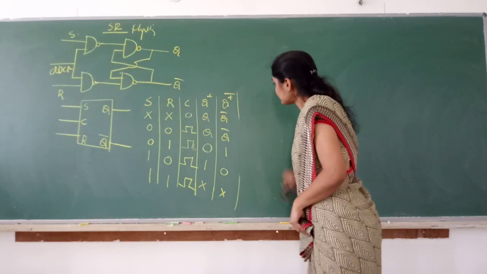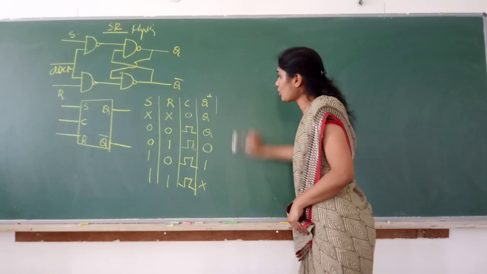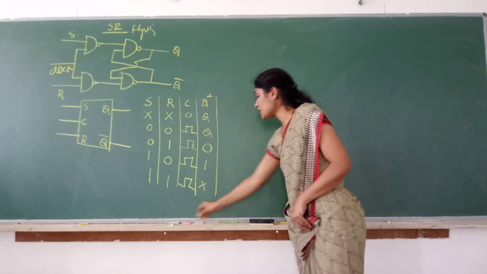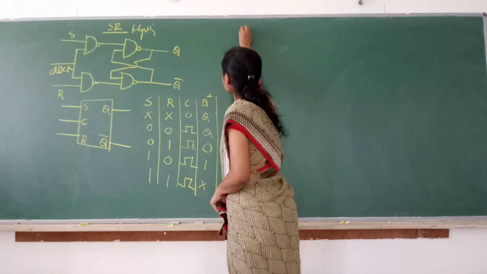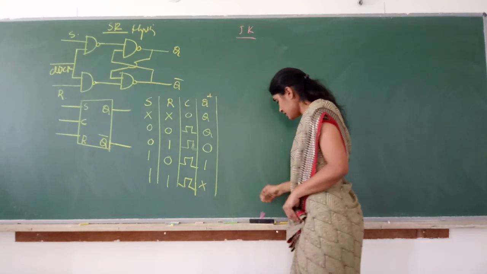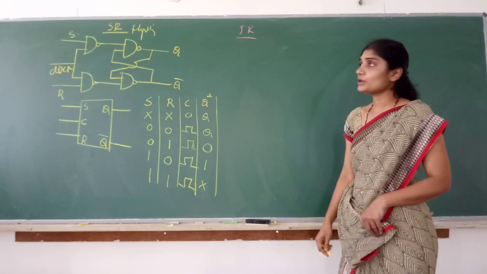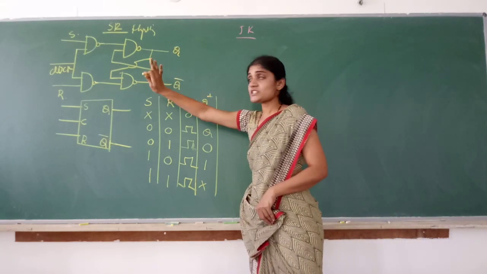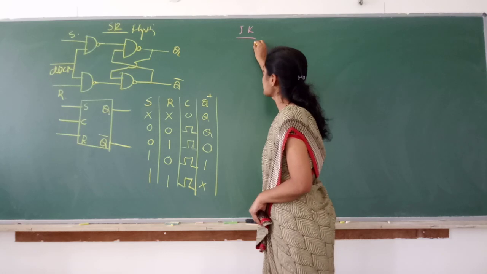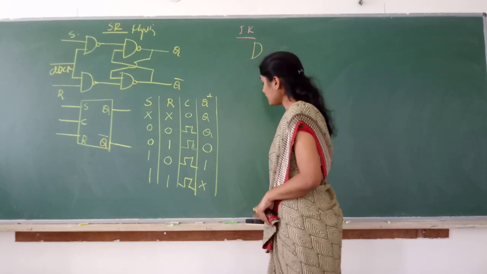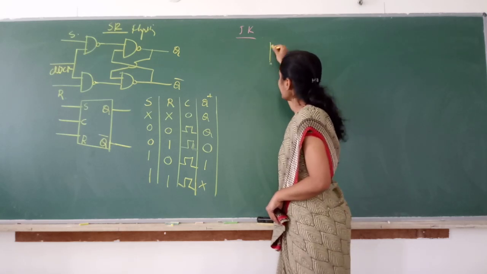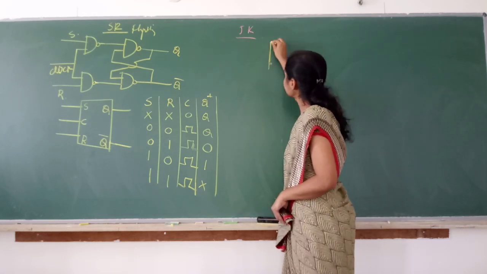So I'll just keep the Q column, that is enough. Okay, so next we have JK. So this is SR and next we have JK flip-flop. To write the JK flip-flop circuit, you just write the SR flip-flop circuit. Same SR flip-flop circuit, I'll rewrite it here because we'll be modifying the same circuit to get JK. So I'll write the same circuit here.